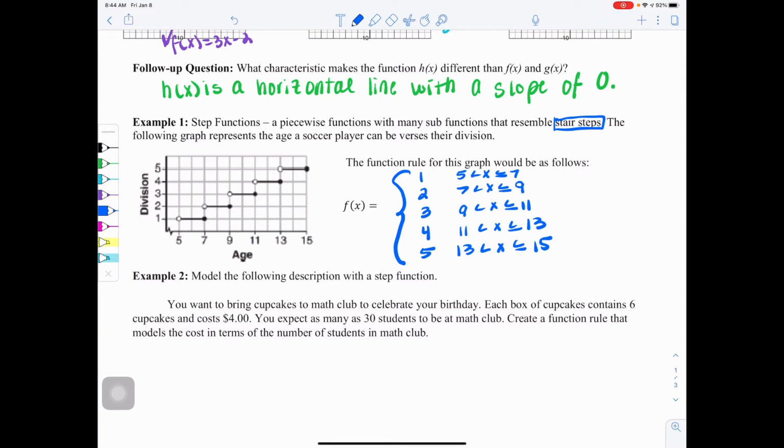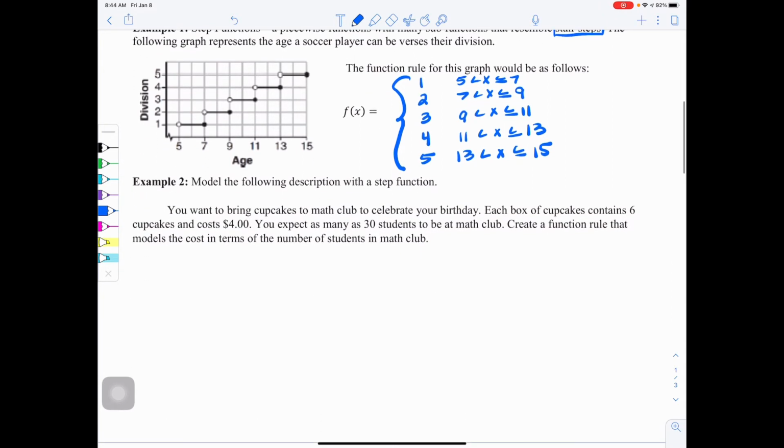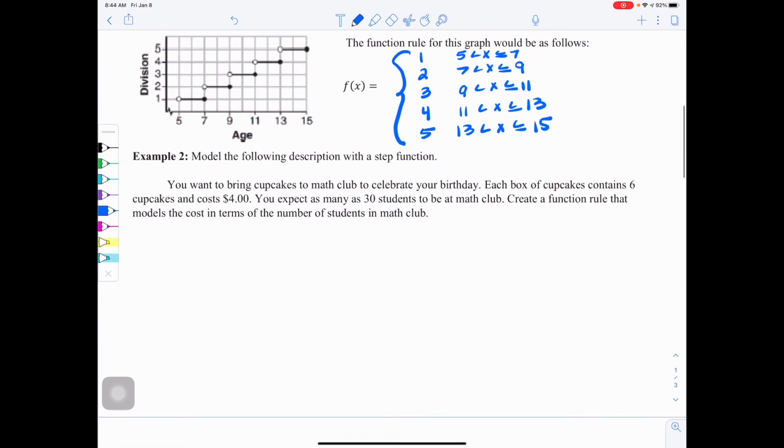In example 2, it says model the following description with a step function. You want to bring cupcakes to math club to celebrate your birthday. Each box of cupcakes contains 6 cupcakes and costs $4. You expect as many as 30 students to be at math club. Create a function that models the cost in terms of the number of students in math club.